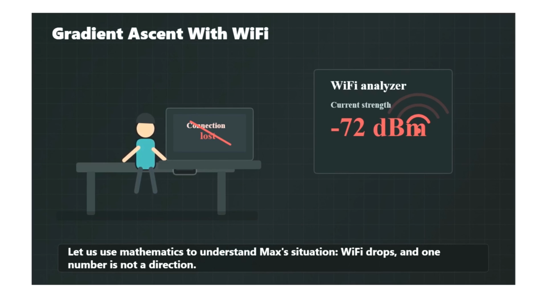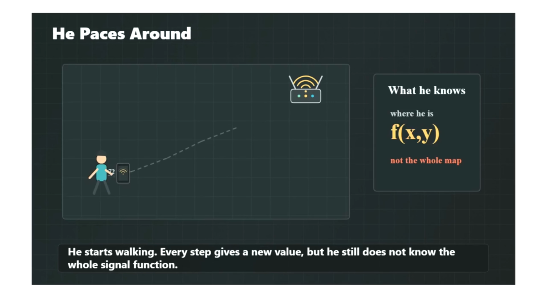When Max tries to walk a little, the signal drops. One number on his Wi-Fi analyzer does not tell him which direction to walk. So he starts moving around. At each position, he gets a new Wi-Fi strength value. Each step on his floor gives him another measurement. But he is not aware of the hidden contour map of the function. He only knows the signal strength at the places where he has actually checked.